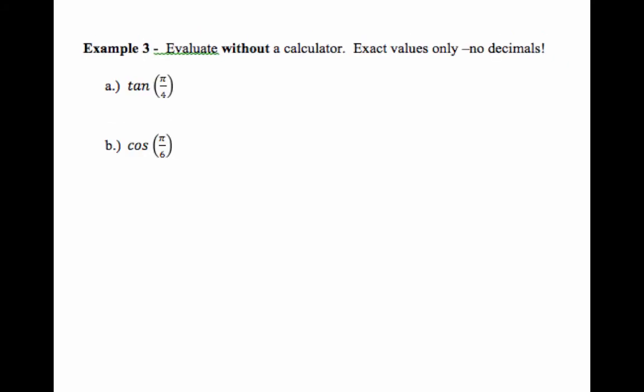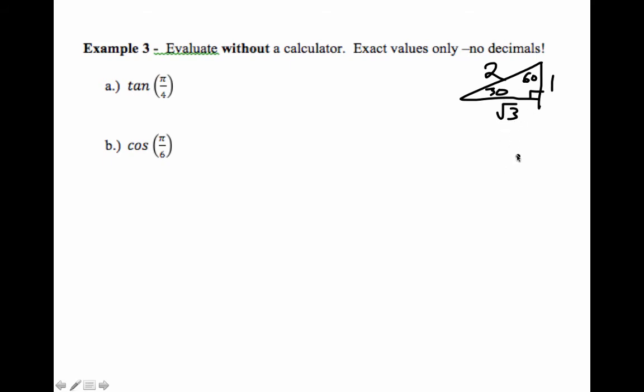Evaluate without a calculator. Oh no, what am I going to do? Anytime you have an exact value, you're going to be looking for your 30-60-90s and your 45-45-90s. If you do not have these committed to memory, 30-60-90 is 1, 2, square root 3.